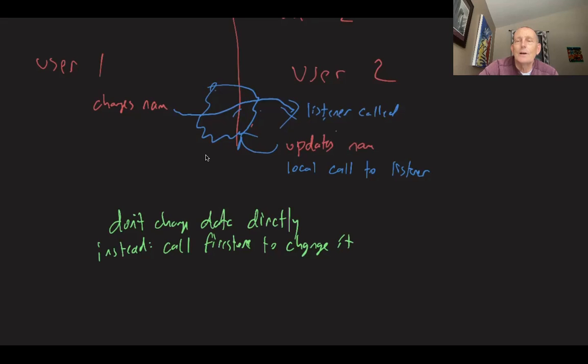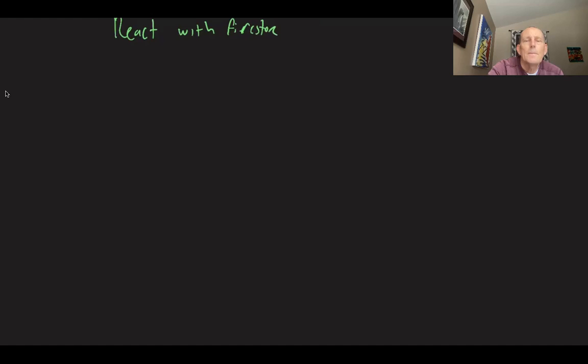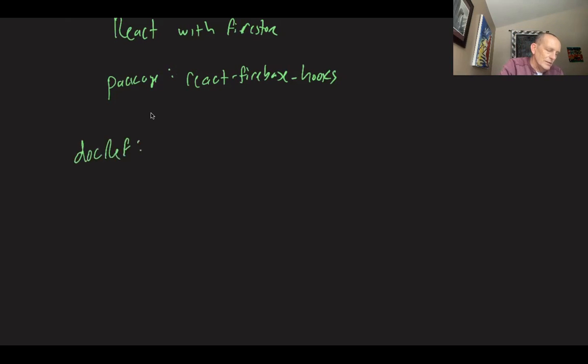Let's look at some hooks that have been created for use with React. For using React with Firestore, there is a package called React Firebase Hooks. This is a hook just like useState is a hook, just like useEffect is a hook. The idea is you can create a query or create a document reference. A docRef will often look something like db.collection of restaurants .doc of whatever your restaurant ID is.